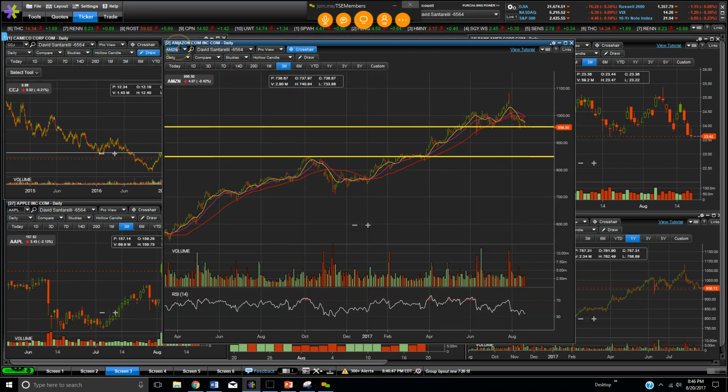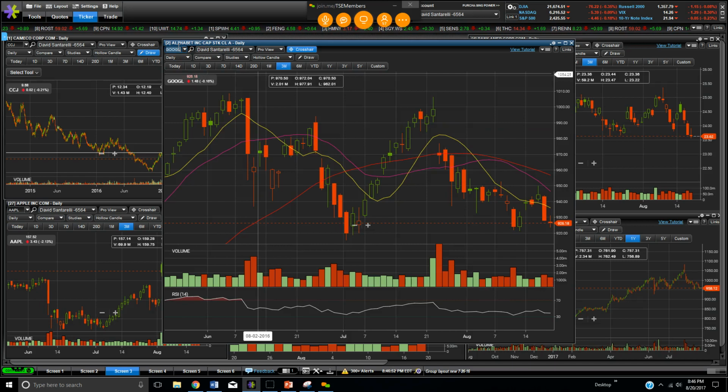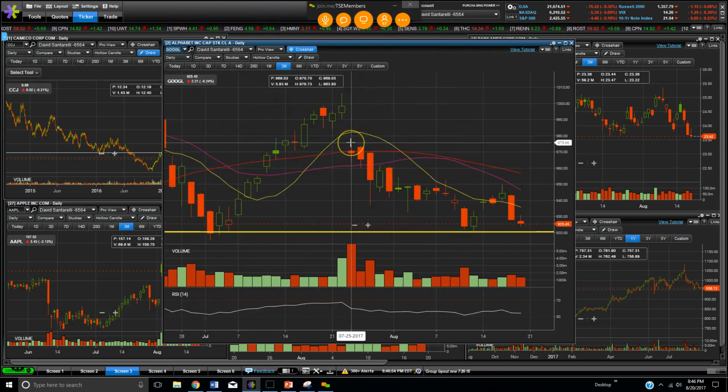like for example, this is Amazon. Let's take a look at Google. Google's doing the same thing right now. It's trading at a major support level, and this week should tell us a lot.